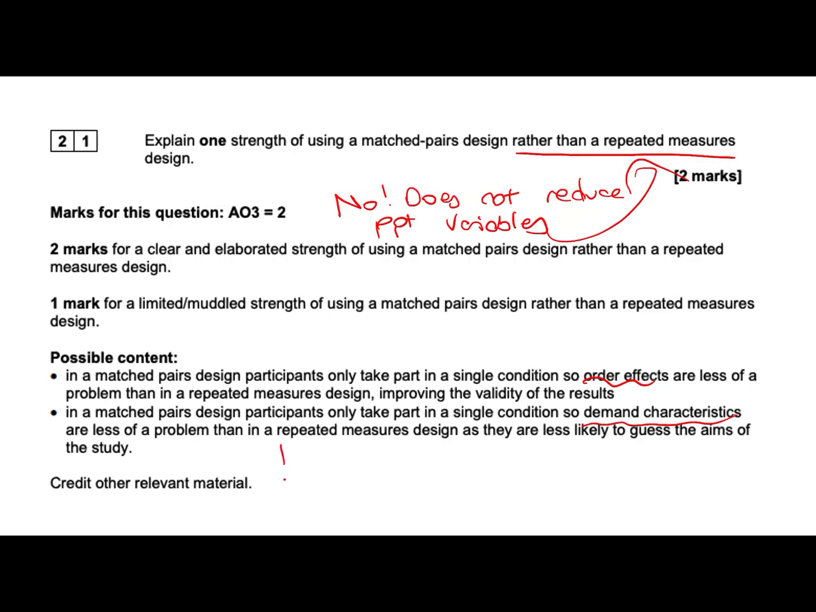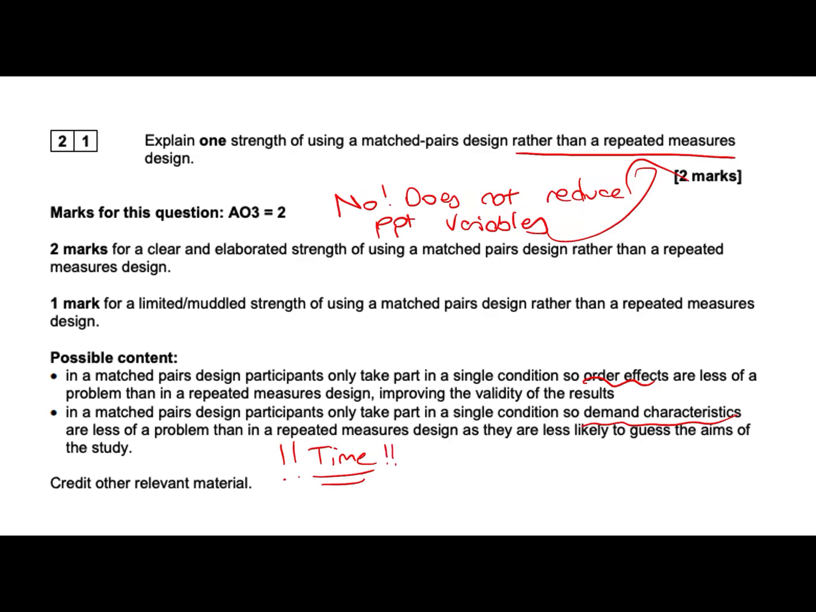Just one note of caution here about the time. A lot of you said matched pairs is a lot quicker or less time consuming than repeated measures because you can run both conditions simultaneously. That's true. That is fine.